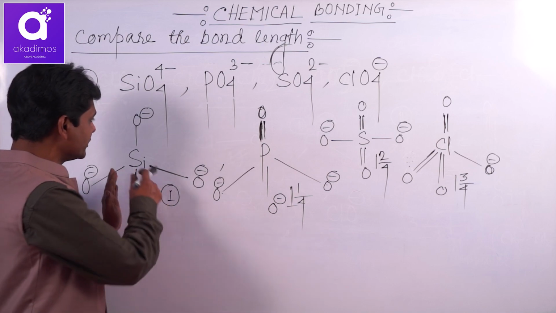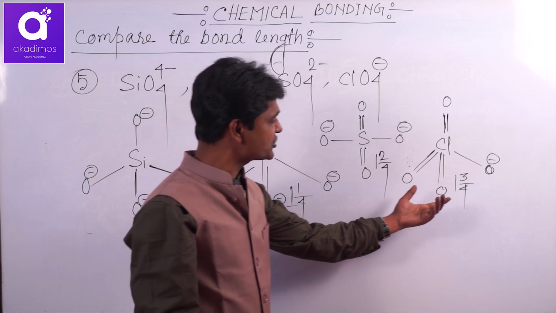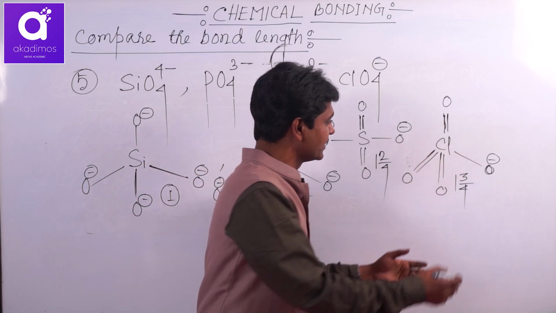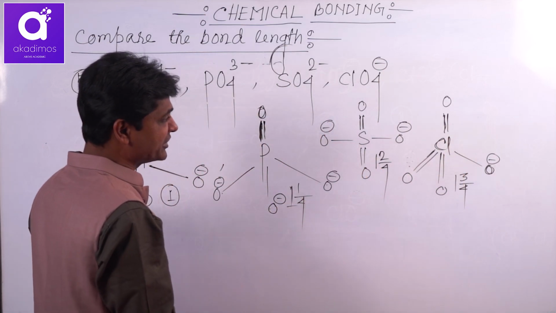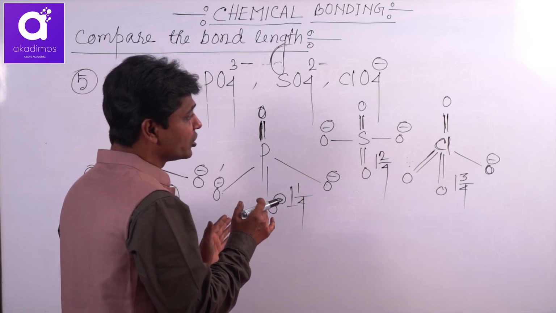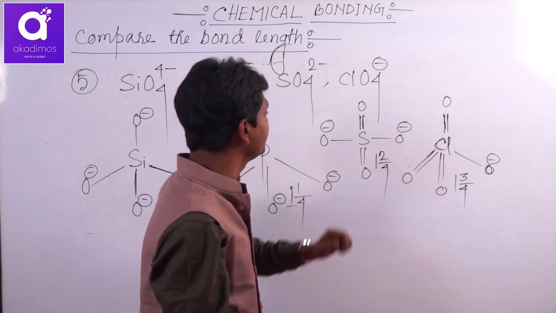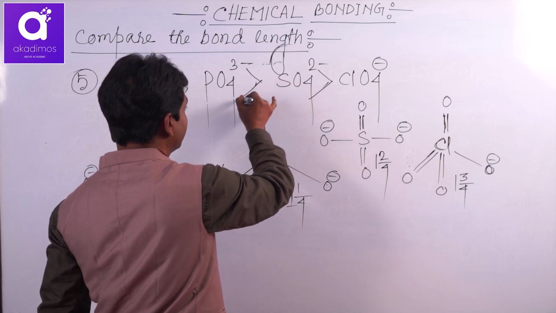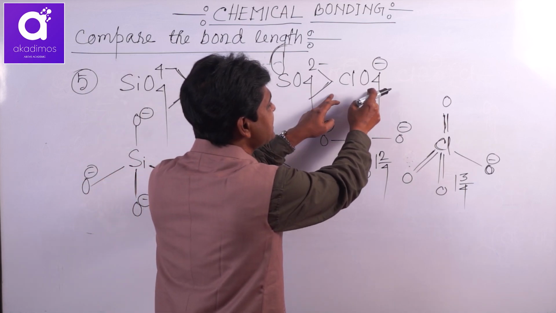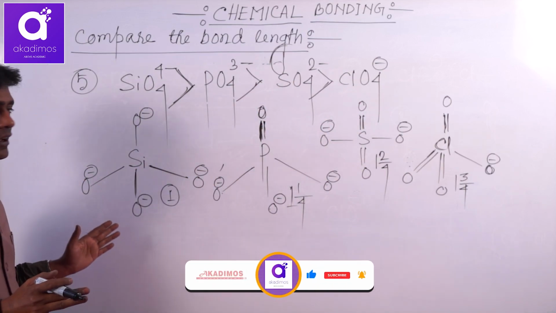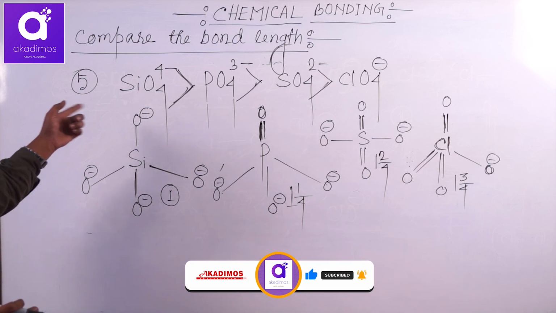Although their central atoms are different, there is no contradiction. Here the highest bond order gives the minimum bond length. If you take the electronegativity, chlorine here is the most electronegative, which also reduces the bond length. That means there is no contradiction between bond order and electronegativity. Maximum bond order and maximum electronegativity, minimum bond length. A very clean picture of bond length. SiO is maximum, then PO, then SO, then ClO. You got an idea about the bond length or bond order of this example.